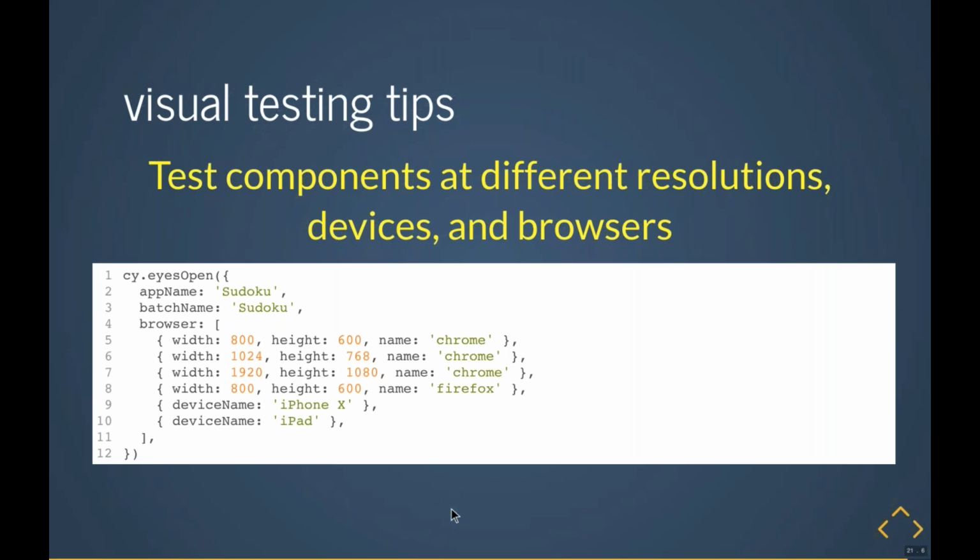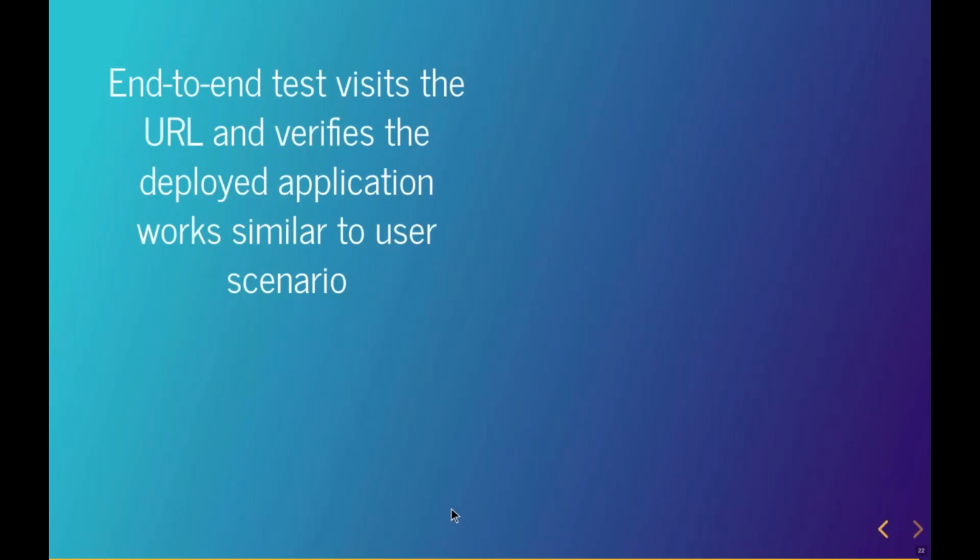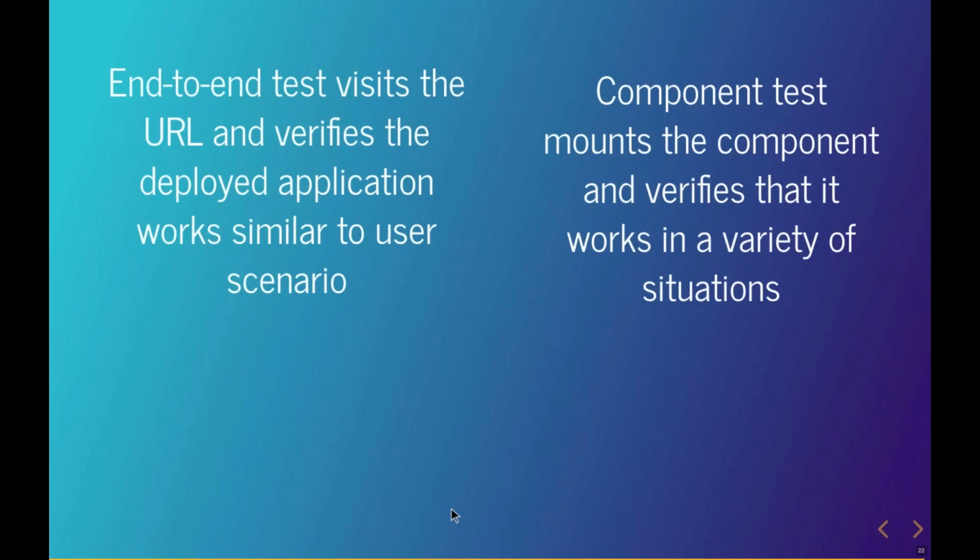Exactly. So at the last slide, before we go to questions and answers, traditionally end-to-end tests visit the URL and then verify the whole deployed application works, the same way as the user would use the app. So what's the difference with component testing? The component test concentrates on a component, right? Individual unit of code and all the children components that it uses. And then it verifies that it works in a variety of situations, different props, different data, different user actions, all the things that component is supposed to work in, as opposed to an end-to-end test.